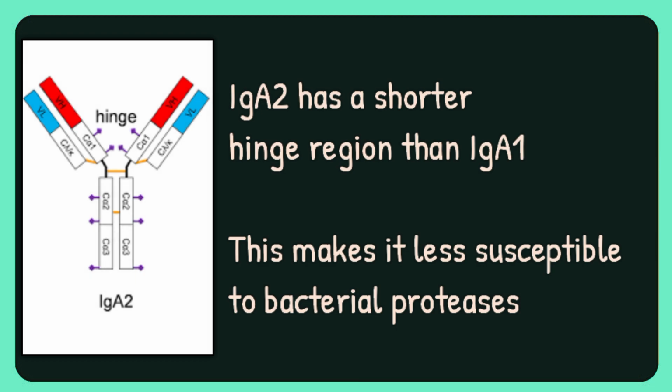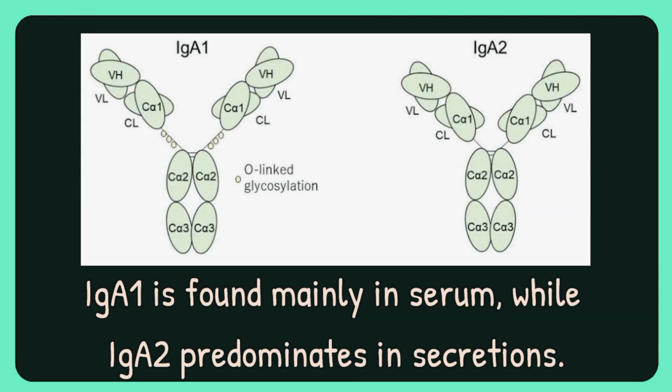IgA2 has a shorter hinge region compared to IgA1, which makes it more resistant to bacterial proteases and better suited to defend against pathogens at mucosal surfaces. IgA1 is found mainly in the serum. It has a longer hinge region, which makes it flexible but more vulnerable to bacterial proteases.